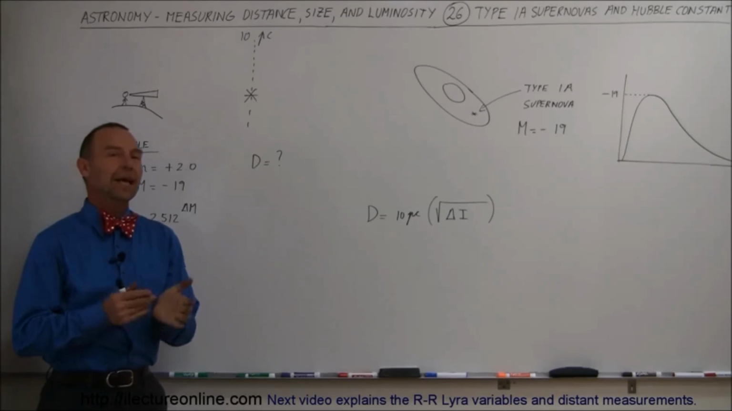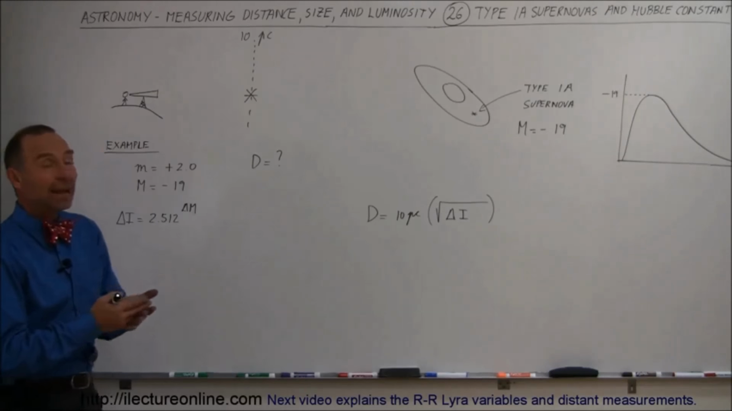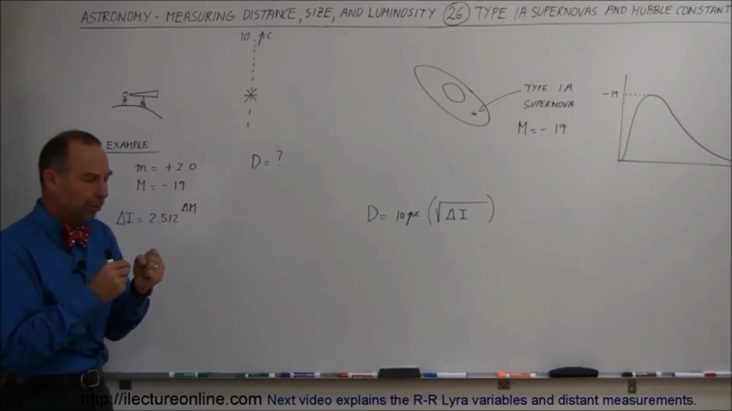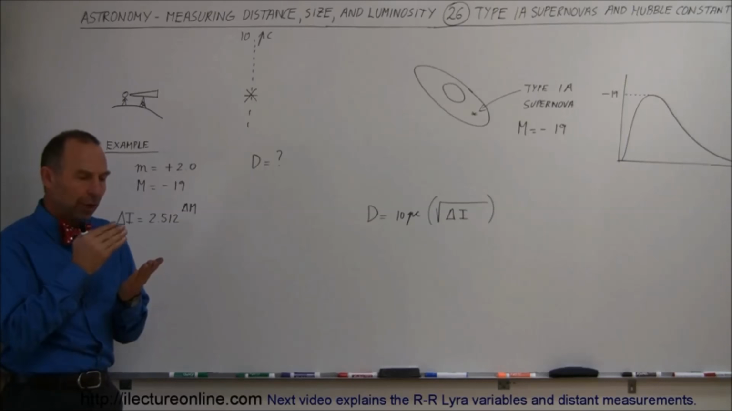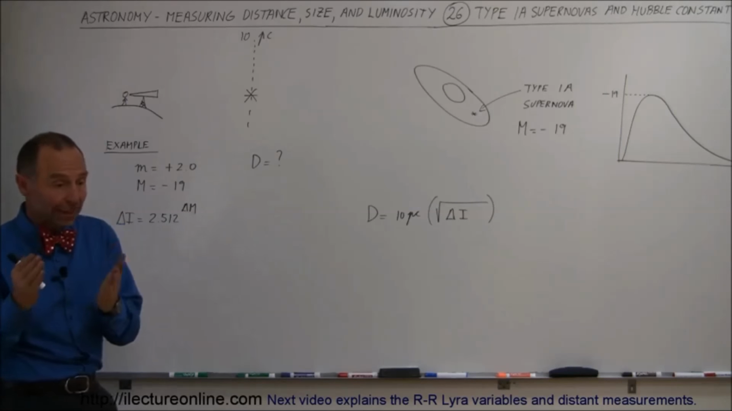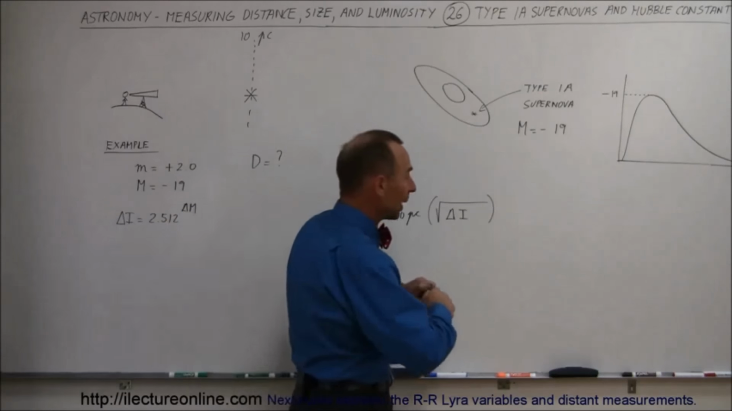Welcome to Electron Line, and now we're going to take a look at what we call Type 1a supernovas and their relationship to the Hubble constant. Remember, the whole idea behind the Hubble constant was that we had to find the value of that Hubble constant accurately so we can use it to find the distance to anything in the universe.